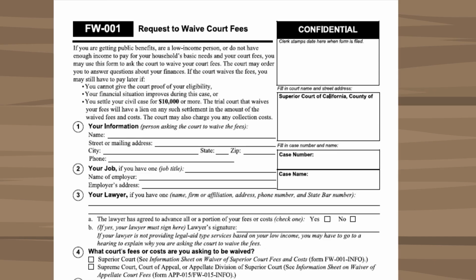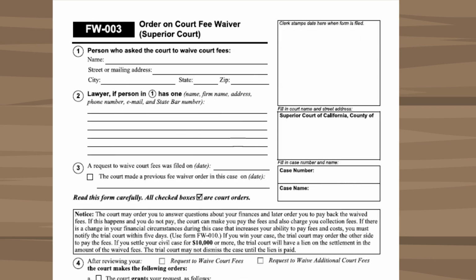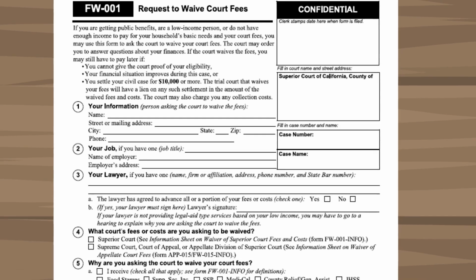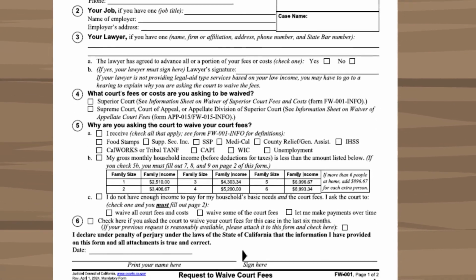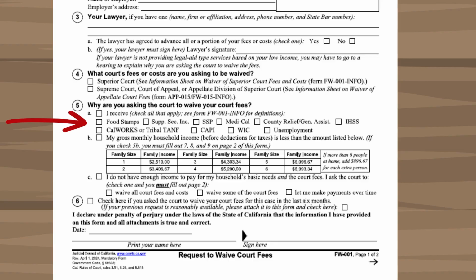You will need to fill out Form FW001, Request to Waive Court Fees, and Form FW003, Court Order on Fee Waiver. You may apply for the fee waiver under one of three options. You can select option A if you are receiving assistance through a government program such as food stamps, SSI, Medi-Cal, CalWORKS, WIC, or unemployment. You can apply under option B if your gross monthly household income is below the guideline amount listed on Form FW001, Request to Waive Court Fees.